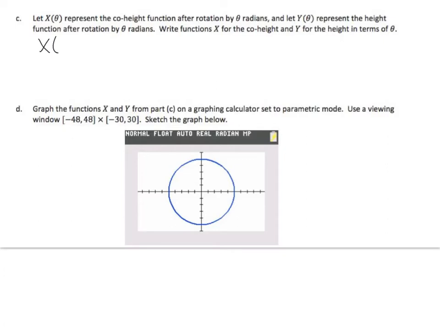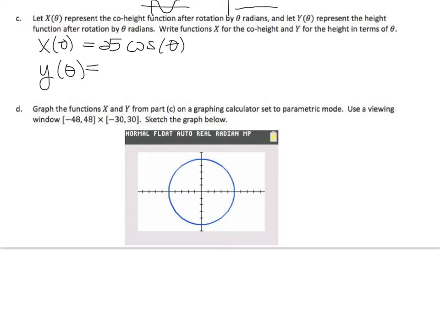So our x of theta, let's see, x was the co-height. If you remember, co-height looks like this. That is definitely a cosine function. So our amplitude is 25, and we have cosine of theta. Y of theta, that was our height. That one looked like this. That's a sine function.